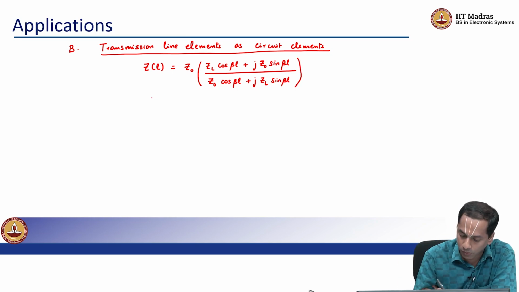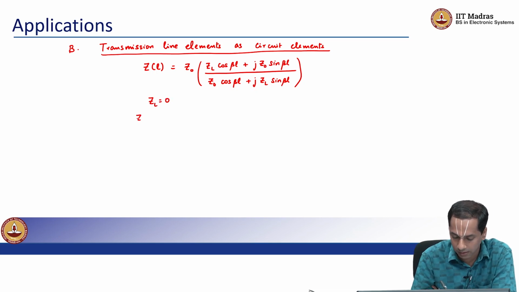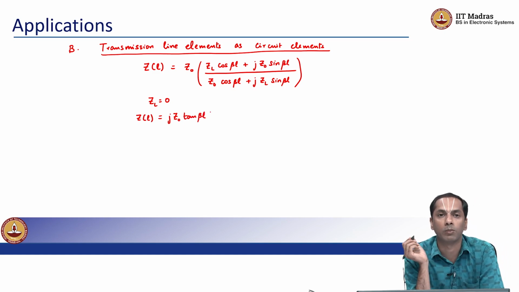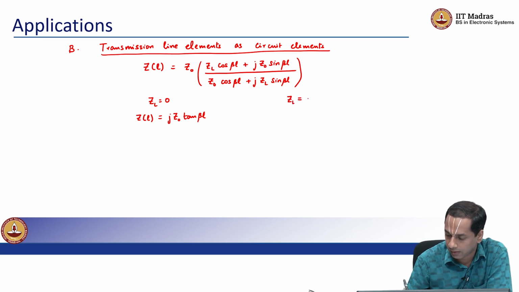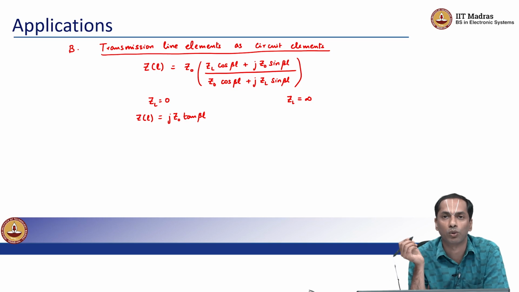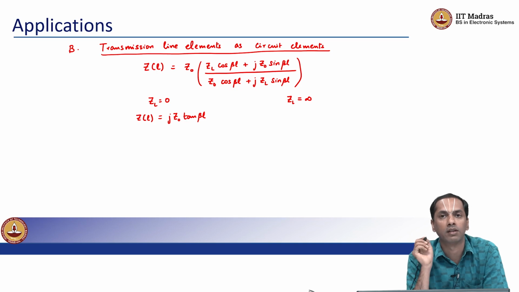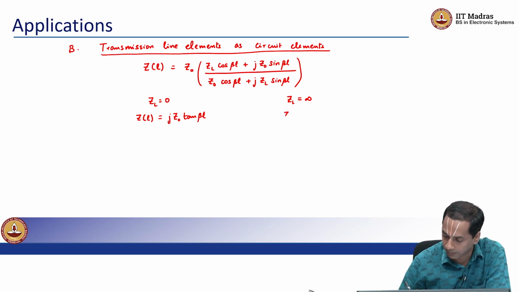So we look at two specific cases where ZL is 0, in which case Z of L transforms to jZ0 tan βL. I'll let you take a moment to derive this, it's very quick. And the other scenario where ZL is infinite, which corresponds to an open circuit. So short circuits and open circuits are very easy to make. I just connect the two leads of the transmission line to get a short circuit, or just leave them floating or open to get an infinite impedance.